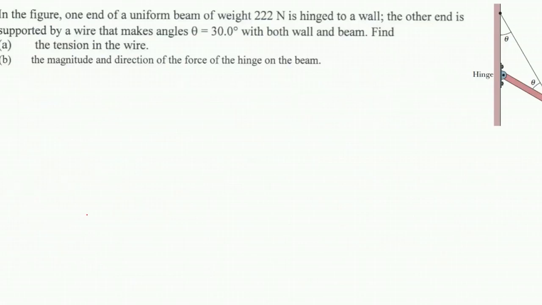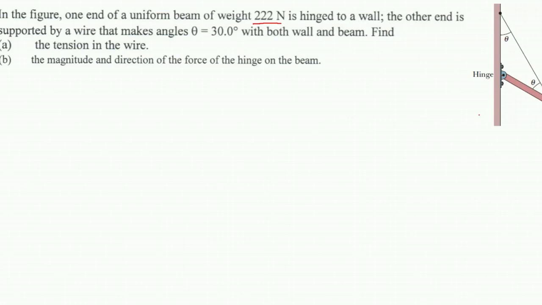So I have in this figure a uniform beam of weight 222 Newton. It is hinged to this wall here, as you can see, and the other end is supported by a wire. And I give you the angle theta is equal to 30 degrees, with both wall and beam. Basically, this is 30 degrees, this is 30 degrees. So here you have an isosceles triangle. Okay. So first question, find the tension in the wire. Second question, find the magnitude and direction of the force of the hinge on the beam.